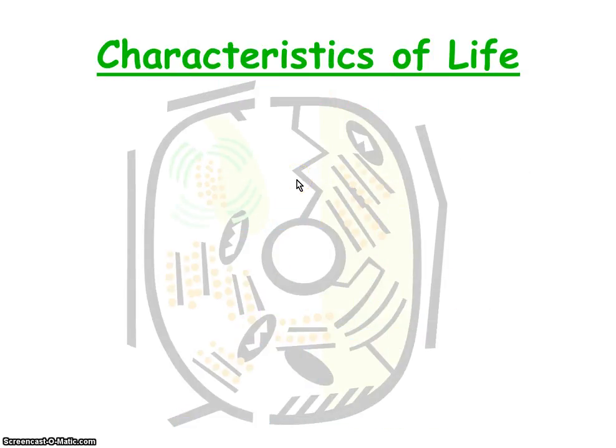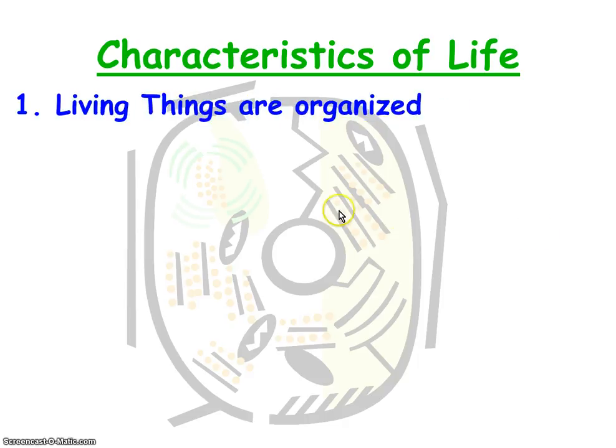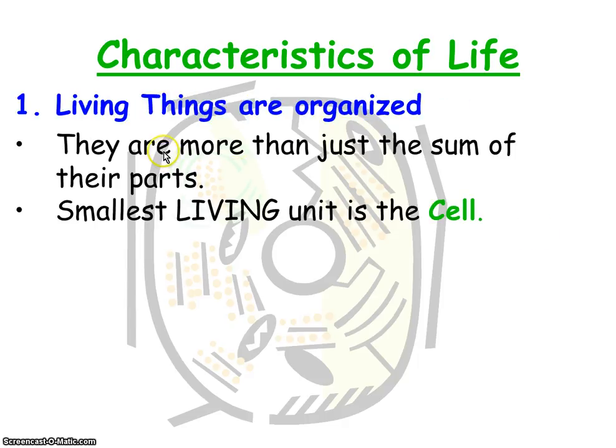So these have been broken down, and we're going to break it into 5 basic characteristics that living things have. And in order to be a living thing, we would say that it has to have all 5 of these characteristics. So the first characteristic is that living things are organized, meaning they're more than the sum of their parts.